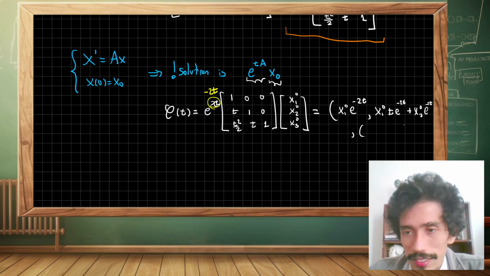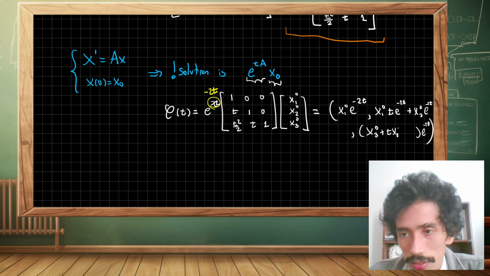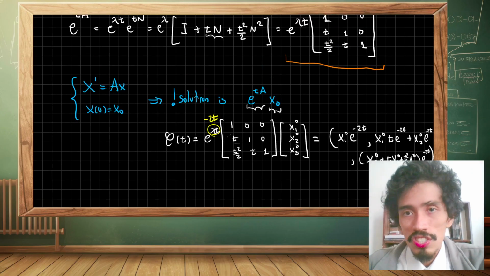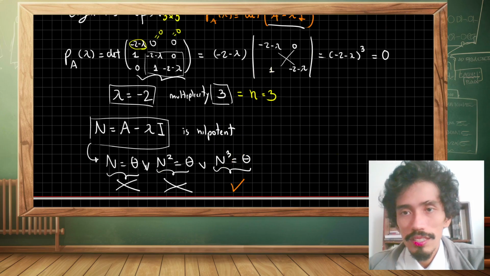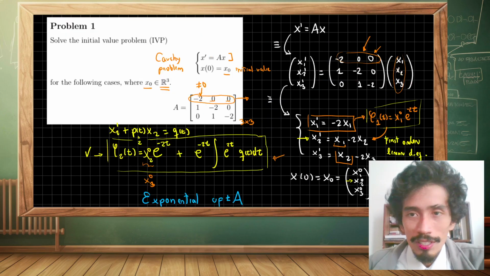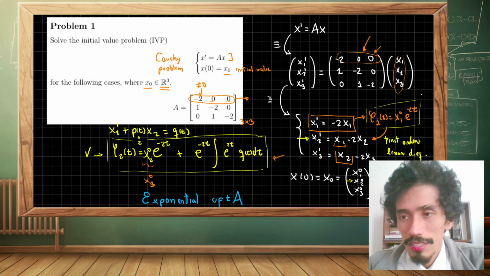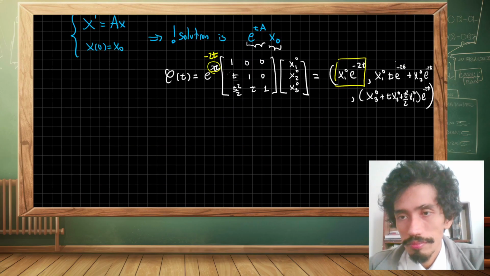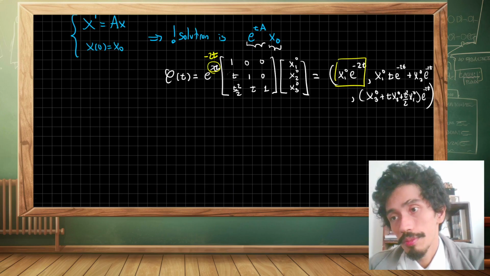And the last term will be this by this. We can factor this perhaps like this. And in the middle we'll have x30 plus t x20 plus t squared divided by 2 x10. So this is the solution, and you can check that this is true with the traditional method, which is the first term is the same, right? It's exactly the same. And the following will also be the same.